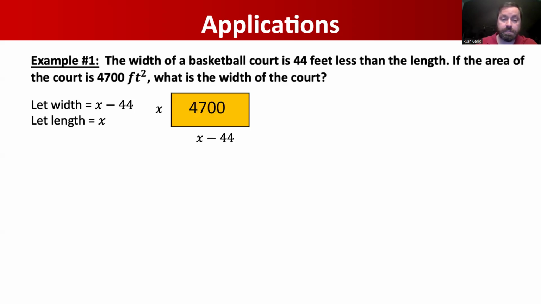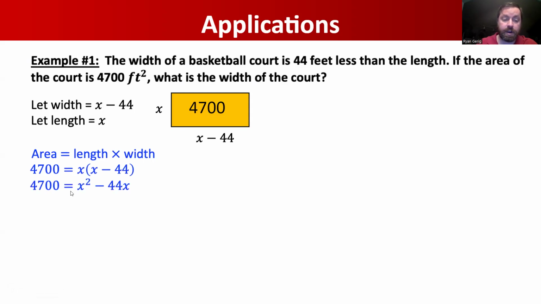Well, let's draw a picture. The basketball court is in the shape of a rectangle. The length and the width multiply together to get the area. So area is length times width. So I know the area is 4,700, so I'm going to put that in for area. The length is x, and the width is x minus 44. If I distribute the x, I get x squared minus 44x, and you can see a quadratic developing. Subtract 4,700, and there it is.